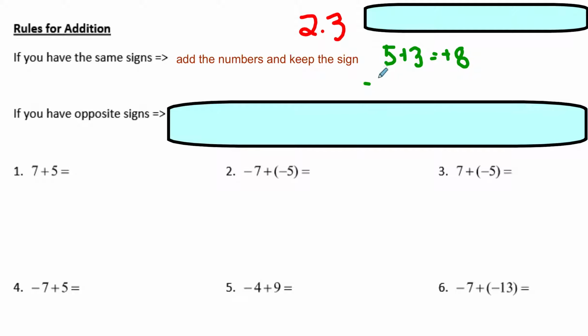But what if they're negative? What if I have negative 5 minus 3? Once again, they have the same signs, so I add the numbers together. 5 plus 3 is 8, but I keep the sign. So the sign here is negative. Obviously 5 and 3 is 8, but when I keep this negative symbol, this becomes negative 8.